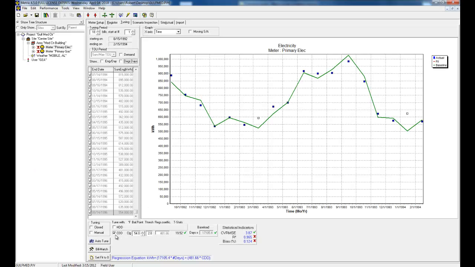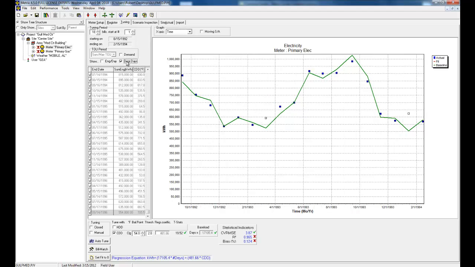You can find your cooling degree days for each billing period by clicking this button here, and this is the sum of the total amount of cooling degree days in your billing period. Heating degree days are basically the same as cooling degree days, but the equation is the balance point minus the average temperature, and again that number will always be positive.